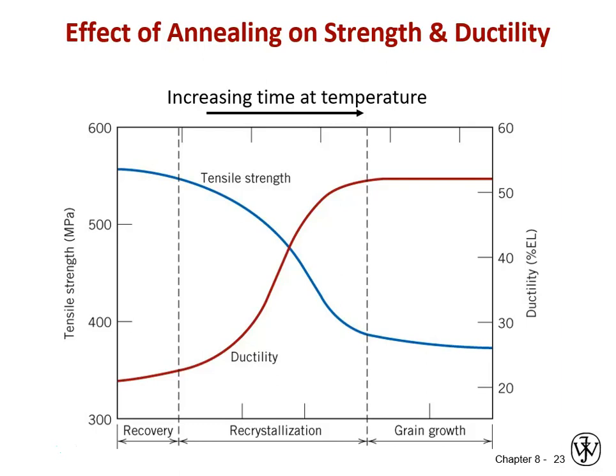So you can see this here. The blue line is the tensile strength of the material. The red is ductility. If we needed a very high strength application, we're going to put a material right into service. We would take the material out of the furnace. We would stop that.